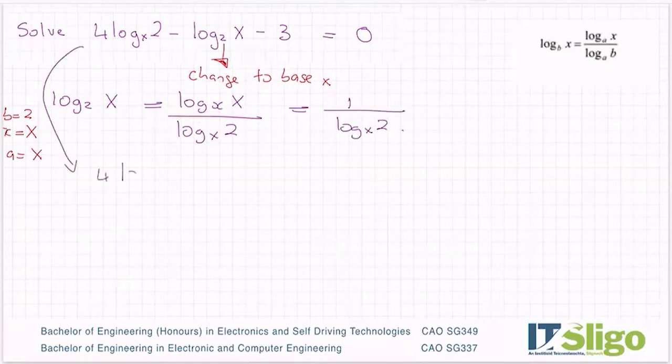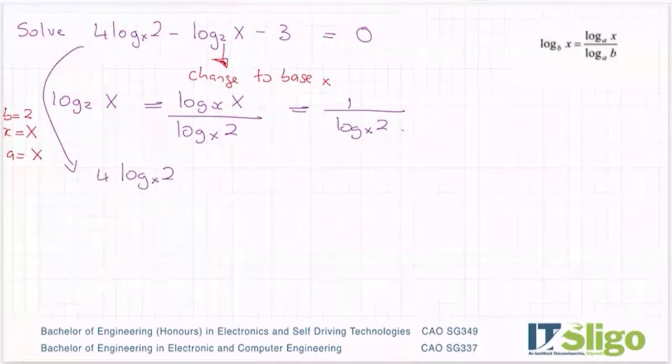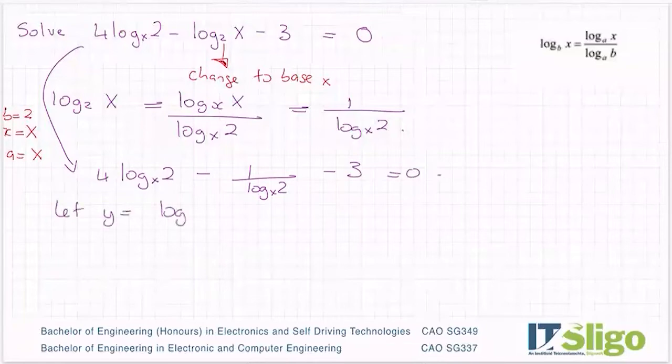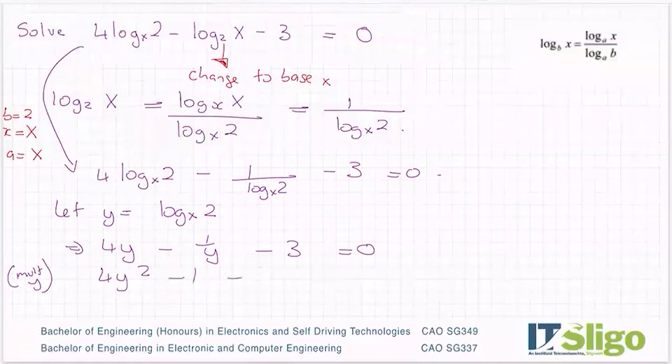I have 4 log to the base x of 2 minus 1 over log to the base x of 2 minus 3 equals 0. Let's use y to be log to the base x of 2. So I'm left with 4y minus 1 over y minus 3 is 0. I'm going to multiply across by y. So I get rid of that fraction. So I have 4y squared minus 1 minus 3y is equal to 0. Let's write it in the correct order of a quadratic. So 4y squared minus 3y minus 1 is equal to 0.